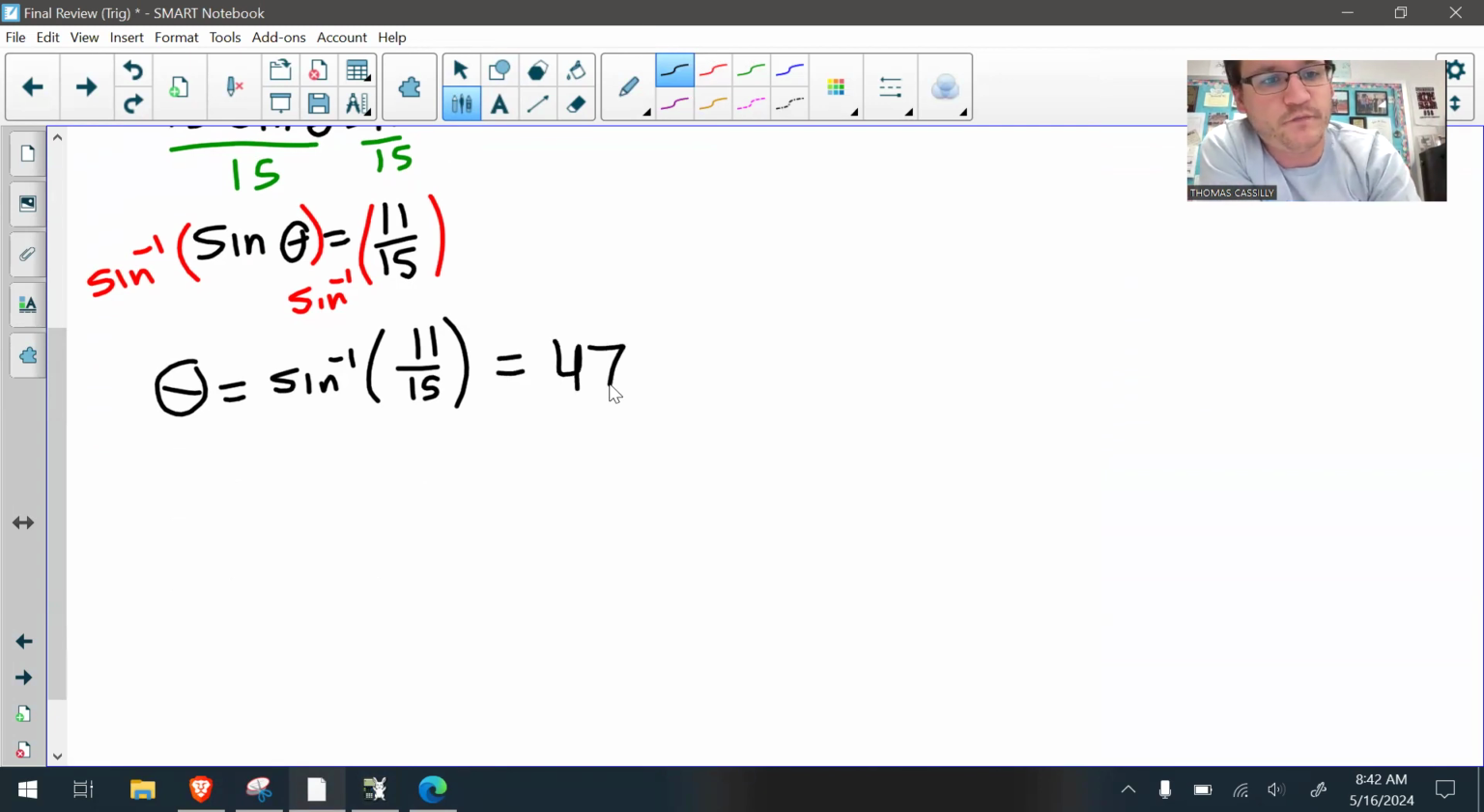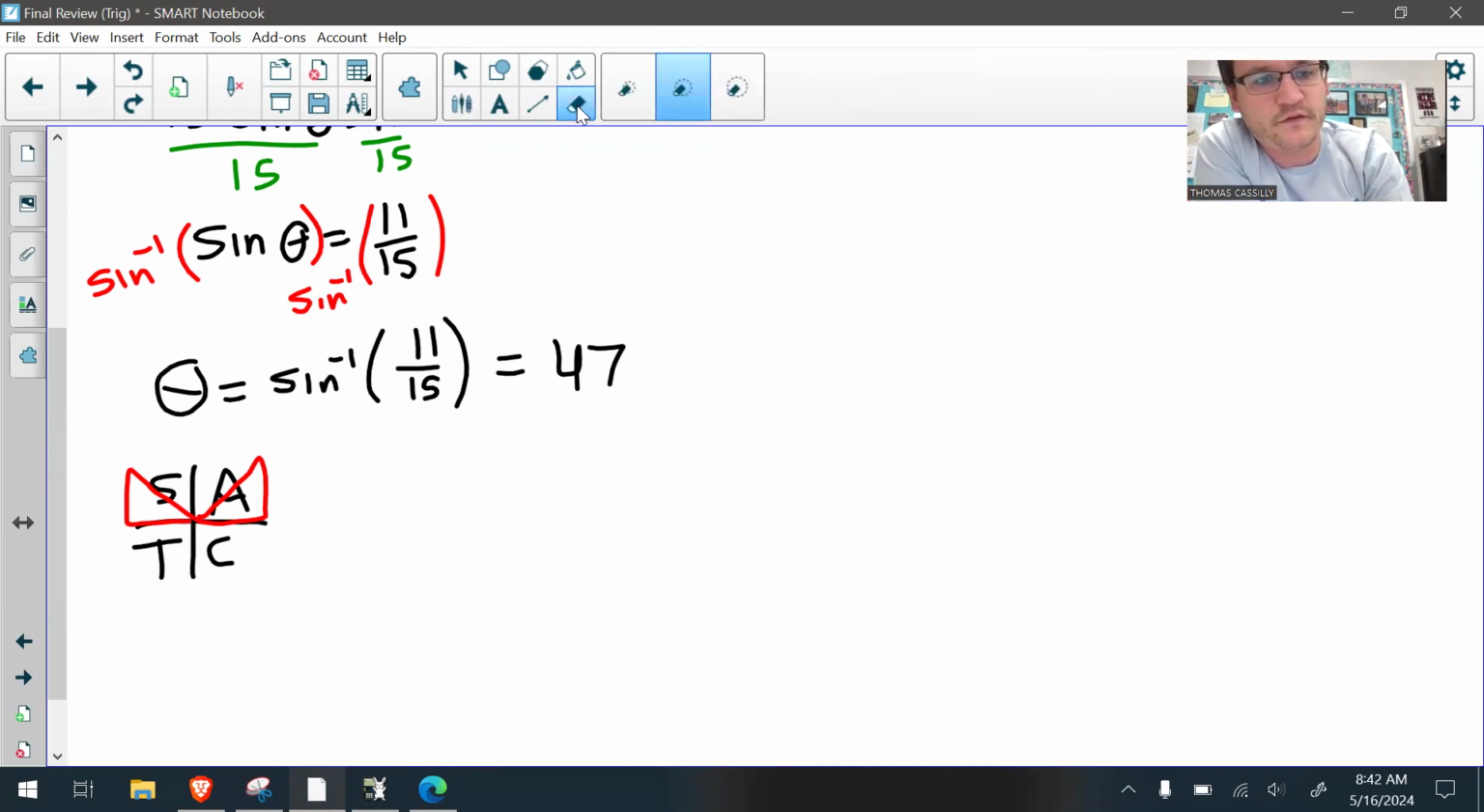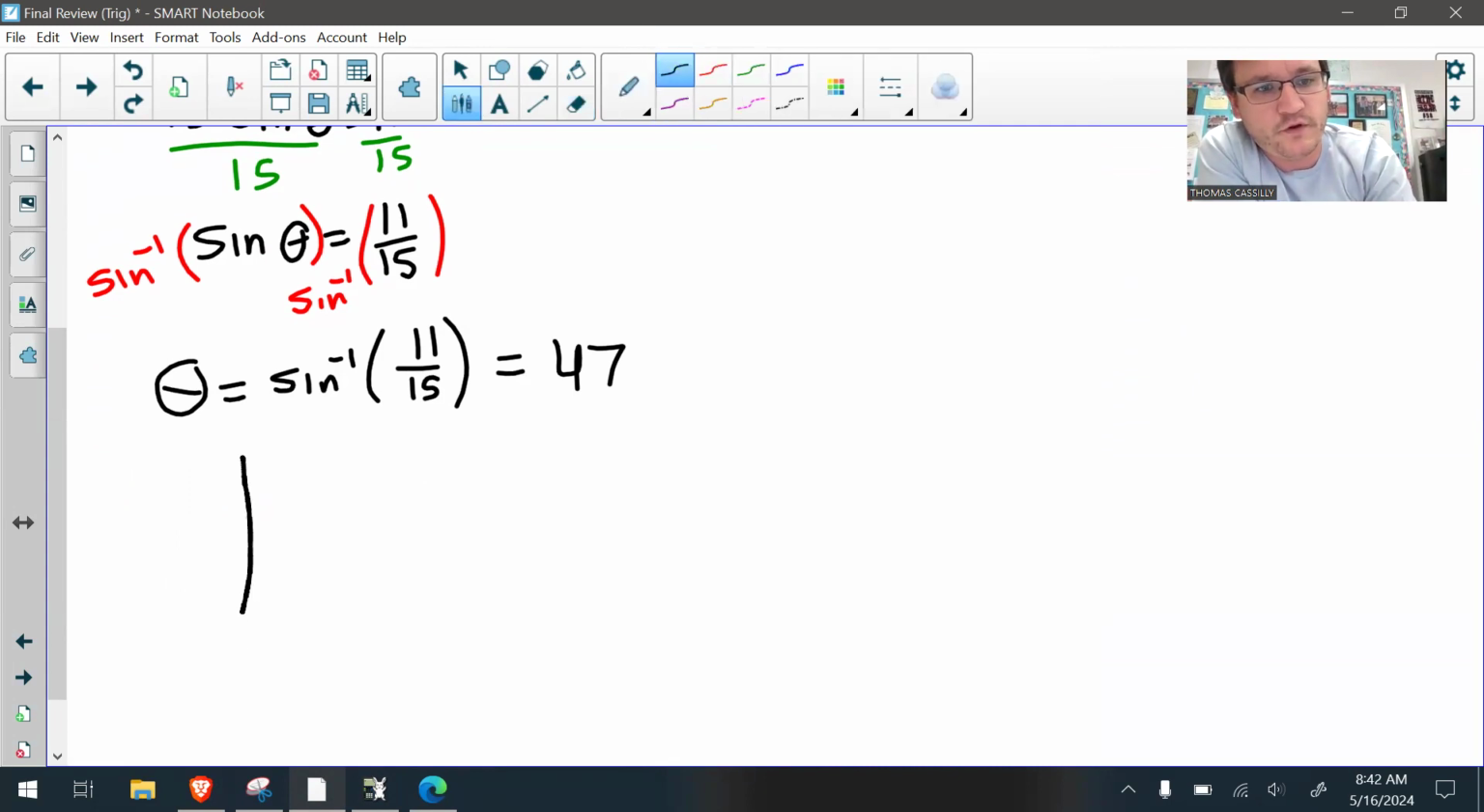But keep in mind, we have two answers here. We know according to our chart here, the ASTC, we should have two answers. One answer needs to be in quadrant 1, and the other one needs to be in quadrant 2 because that's positive 11/15 here, right? So if we think about this, let me make another graph. The first one, that 47 that the calculator gave us, that is one of our answers. That 47, not only is that a reference angle, but since it's in Q1, that's the answer.